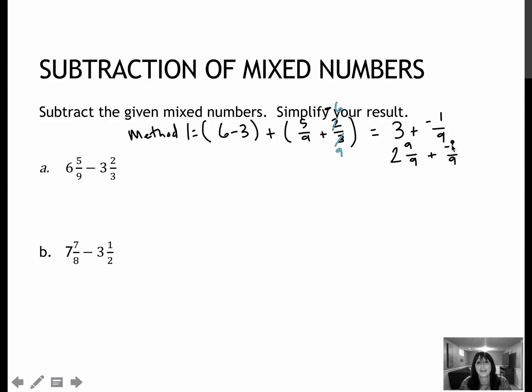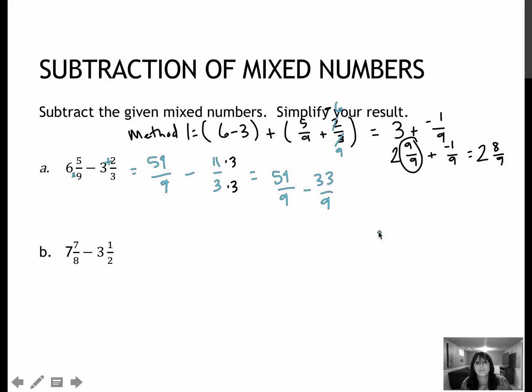So 2 and 9/9 minus 1/9 would be 2 and 8/9. But again, that part can be very confusing for a lot of people because we have to turn 3 into 2 and 9/9, and it gets a little bit crazy. So instead, you might just stick with the original method. So 6 times 9 is 54, plus 9 is 59/9. And then 3 times 3 is 9, plus 2 is 11/3. Again, change this so that I have a common denominator of 9, so I'm going to multiply by 3. That gives me 59/9 minus 33/9.